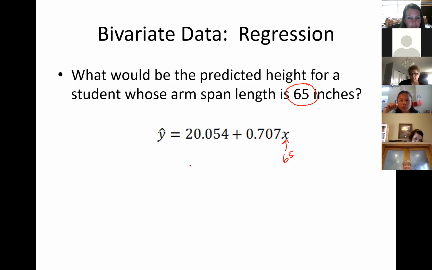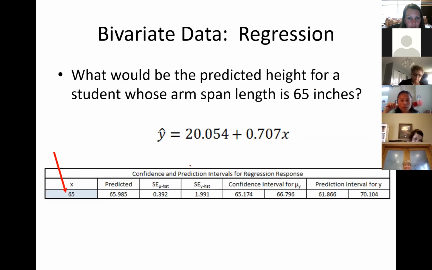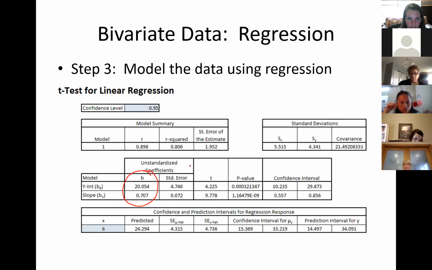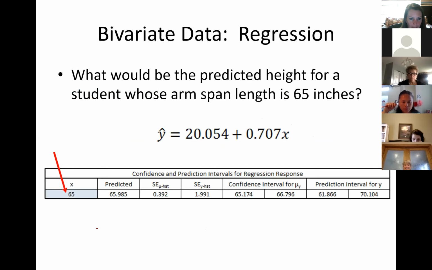Now, of course, we can do this in Excel and have Excel do it for us. Here I'll back up to the whole big screen. Down here at the bottom, this is where we enter the value that we want to predict. So I would enter it into this little bluish grayish box here. Entering 65 into that box gives me the predicted value here. This is what we would predict when the arm span is 65. And you could verify that by plugging 65 into the equation and making sure you get that answer out.